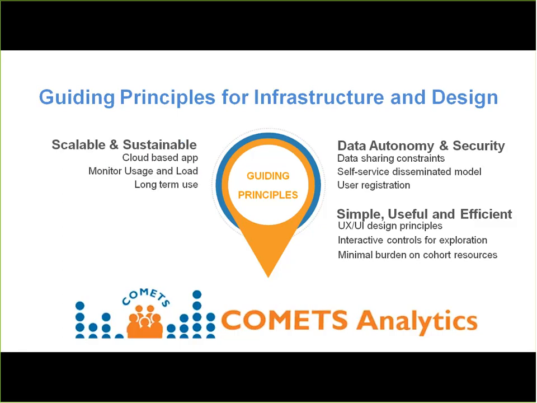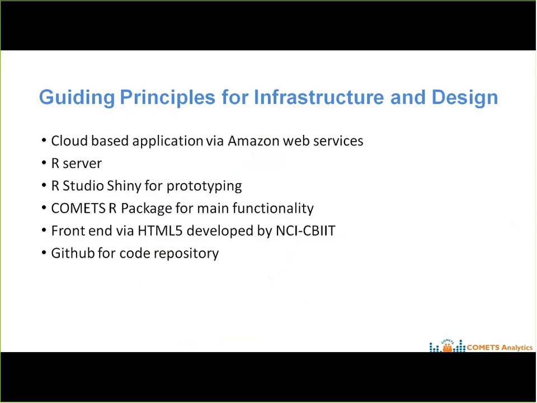COMETS Analytics was also designed to be scalable and sustainable. The application lives in the cloud, where we can monitor usage and load and adjust resources to meet longer-term needs. The analysis we will conduct in COMETS Analytics support reproducibility by using common code and metadata, which all reside on GitHub, so everybody can see what analysis and the approaches that were done. Furthermore, the templates are available for others, so once a paper is published, the analysis template is available for the public to use to perhaps conduct the same analysis for their own validation of their own data.